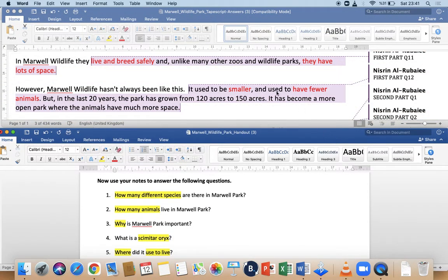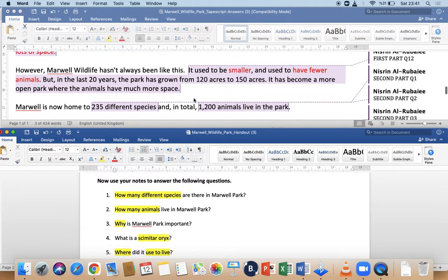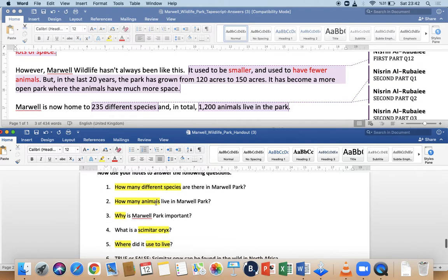Okay, let's look at the answers. How many different species are there in Marwell Park? There are 235 different species. And how many animals live in Marwell Park? In total, 1,200 animals live in the park.